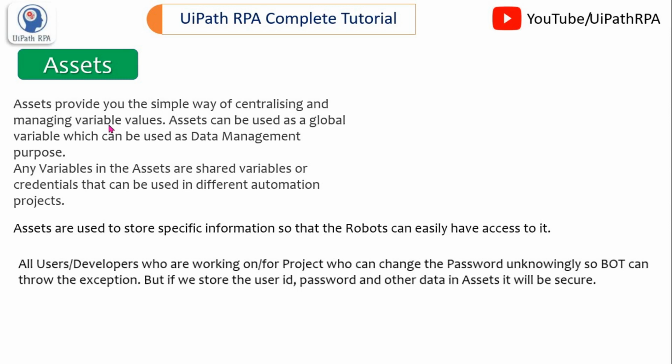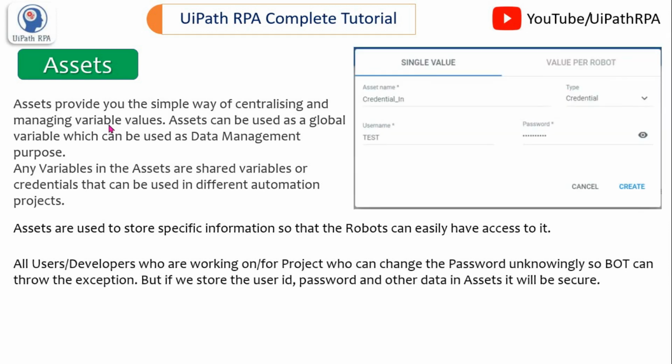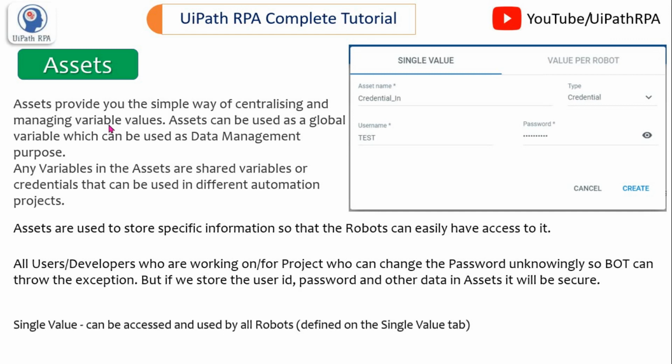All users and developers who are working on a project can change the password unknowingly, so the bot can throw exceptions. But if we store the user ID, password and other data in the assets, it will be secure. Here you can see while creating the assets you will get two options, single value and value per robot. Value per robot we'll learn later, and for the single value, I'm going to tell you single value can be accessed and used by all robots, which is defined on the single value tab. So from this tab we can create the assets.